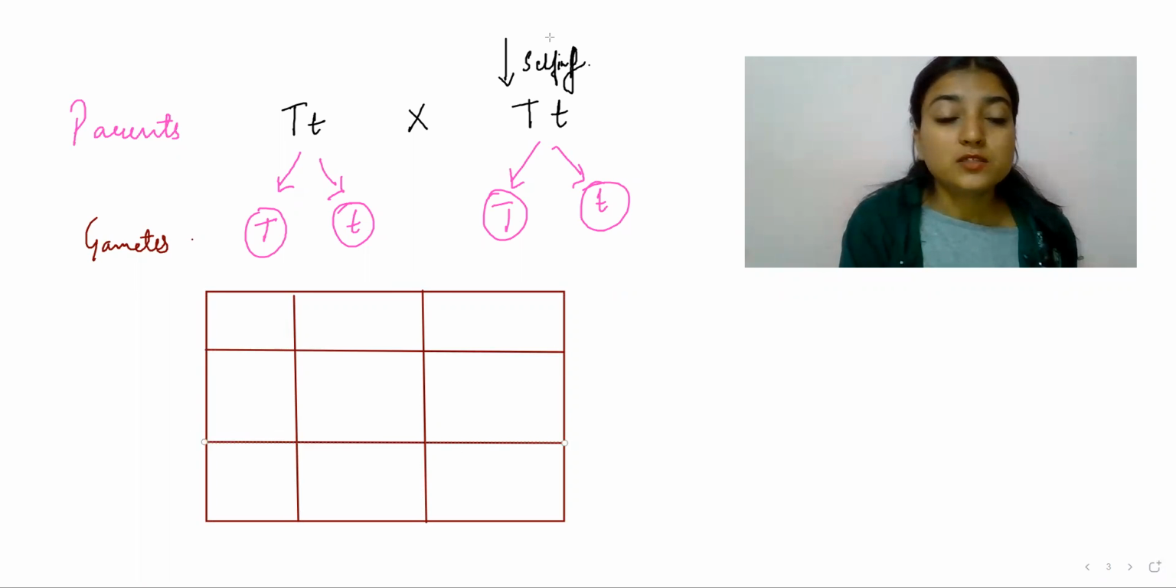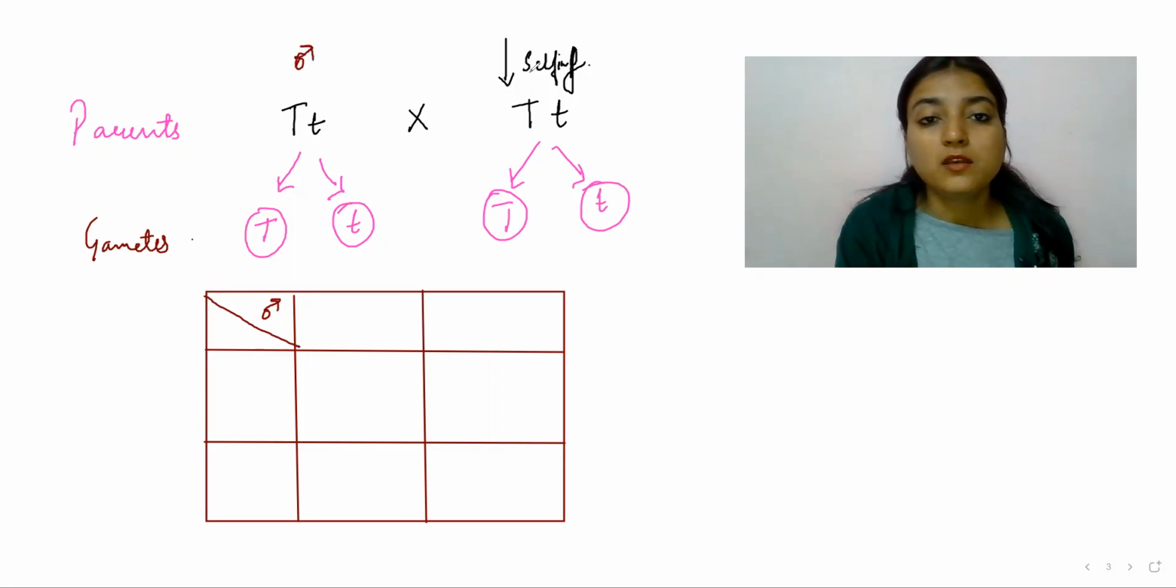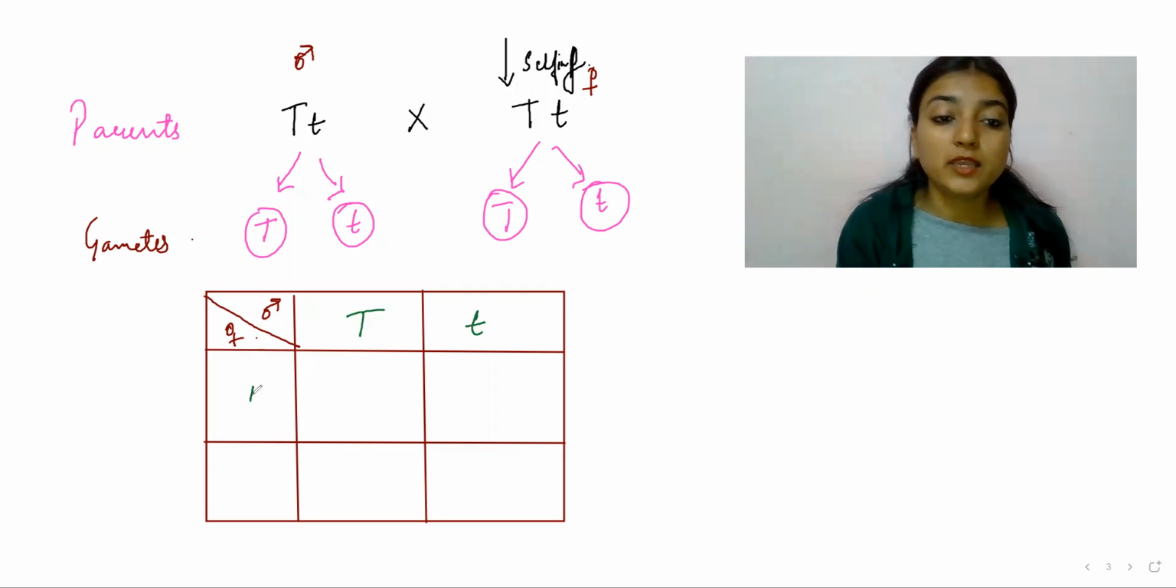Now just write this as a male. You can write over here, it is a male, and this one is the female. Okay, now just fill this. Capital T, the dominant one, the recessive one, again the dominant one with the recessive one. Now this is the F2 generation.